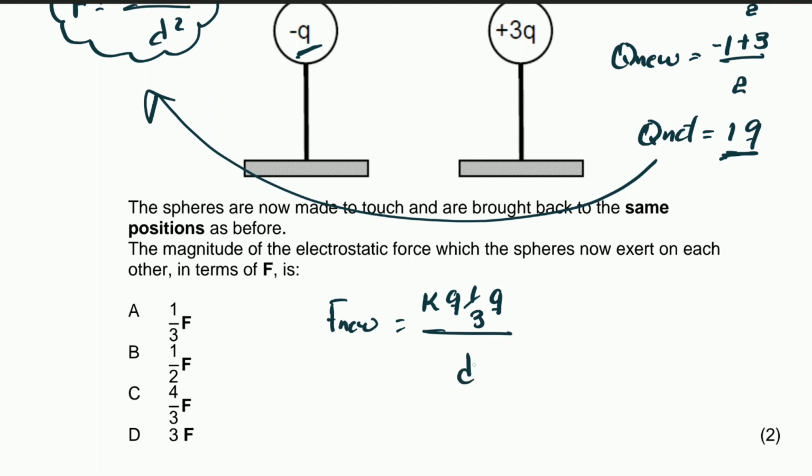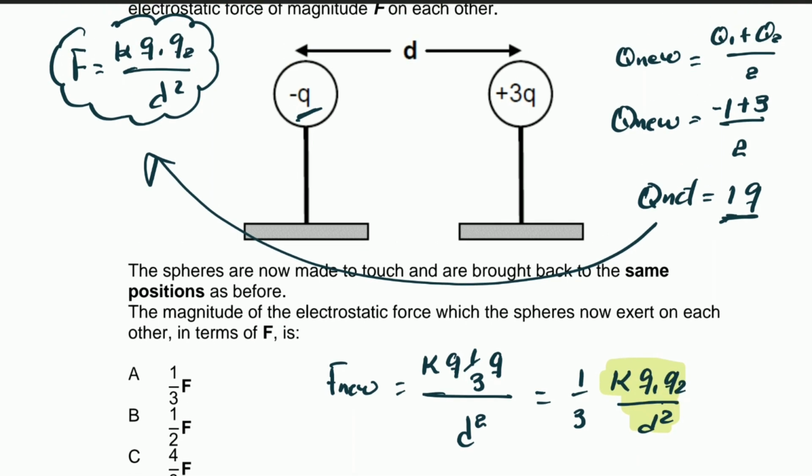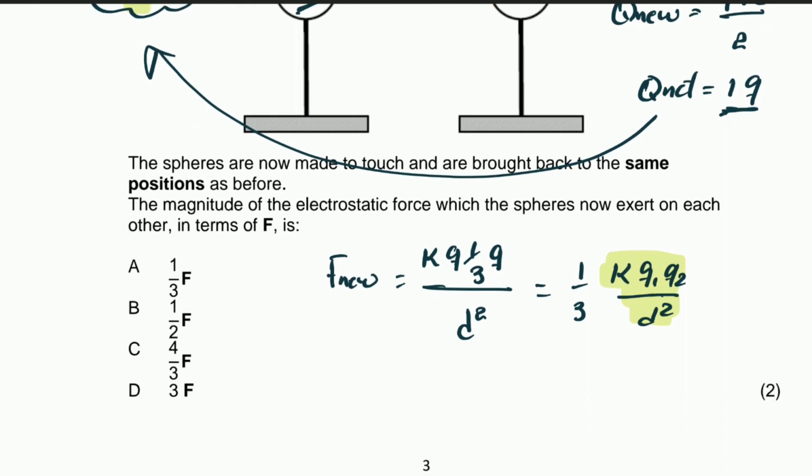Divided everything by the distance squared, and the distance stays constant here. Now when you solve this one, it's simple math. This is 1/3 of k q1 q2 divided by the distance squared. This one here on this side is the same as the initial force we're starting with. So what happened to the magnitude of the electrostatic force in this case? It decreases by 1/3, and therefore the correct answer here is going to be A.